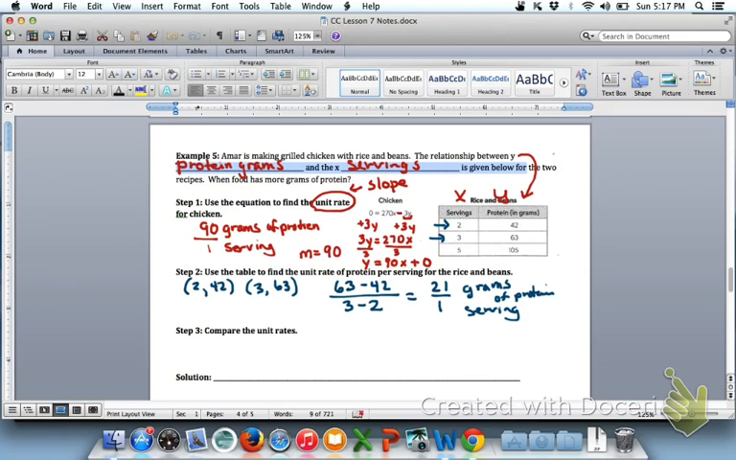And we're asked to compare those unit rates. So if we're looking at the chicken, it has a unit rate of 90 to 1, and that is of course going to be greater than the rice and beans, which is 21 to 1. And so there's more protein per serving in the chicken.